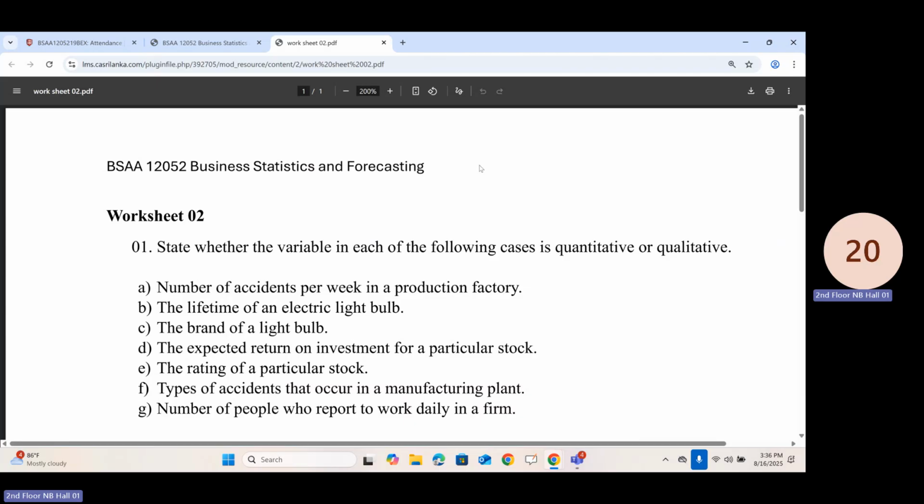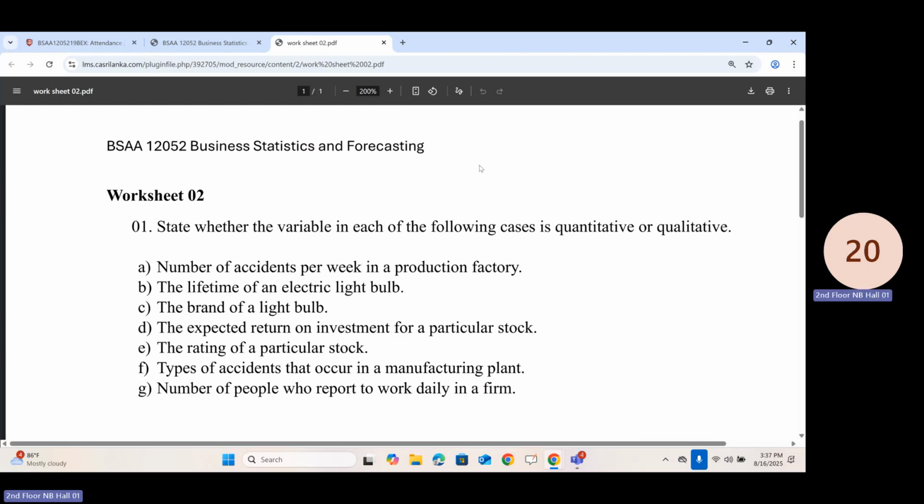The expected return on investment for a particular stock. Quantitative. The rating of a particular stock. It may be both, no? Quantitative and qualitative. Some are ranked using numbers, otherwise A, B, C, both, okay? Then F, types of accidents that occur in a manufacturing plant. Qualitative. Number of people who report to work daily in a firm. Quantitative, okay?